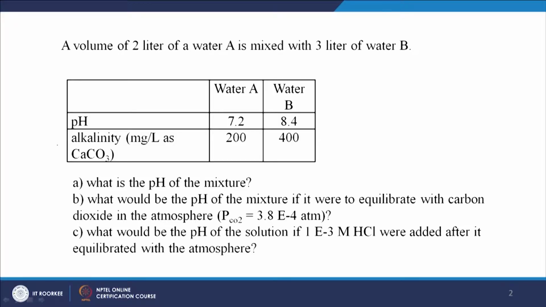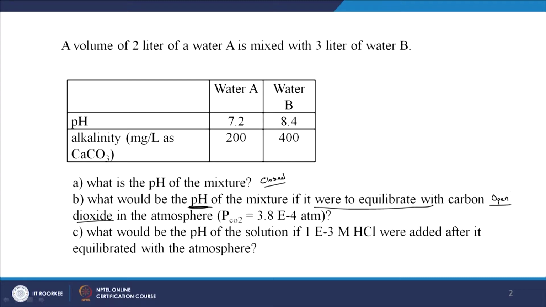Yes. So here we have two other parts of the same question, but at least the third one is a bit more complex. So let us try to see how we can go forward. Let us look at this next part of the question: what would be the pH of the mixture if it were allowed to equilibrate with carbon dioxide in the atmosphere? Earlier, let us say this was a closed system, and now we are considering that it is an open system.